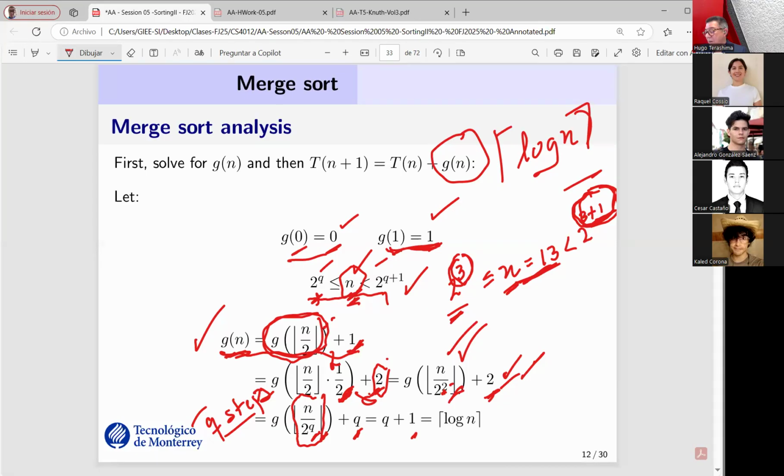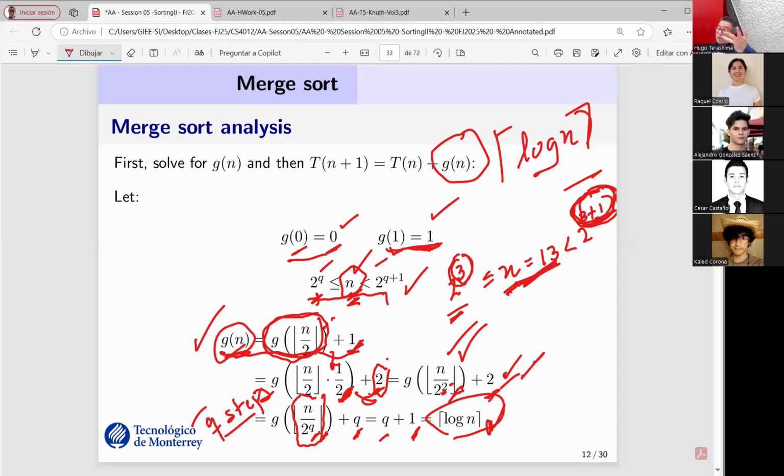So that's the reason you have q plus 1, which is this value, and it is the ceiling of log of n. For example, for 13, the ceiling of log of 13 is exactly q plus 1. Up to now, we are okay, right? So the result of g of n is the ceiling of log of n.